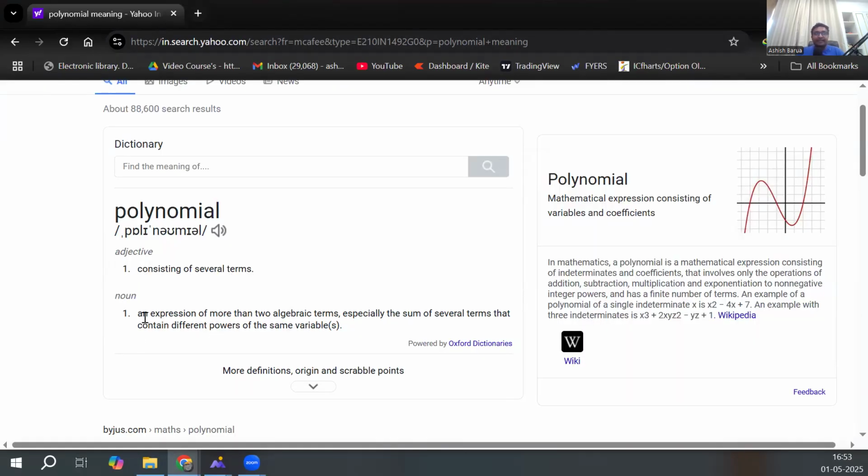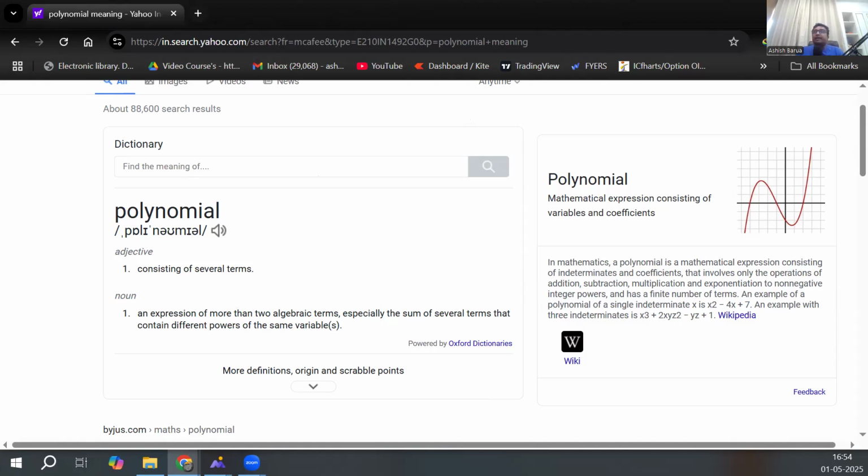That means it's an expression of more than two algebraic terms, especially the sum of several terms that contain different powers of the same variable. That means more than two. If it is one algebraic term, then it is monomial. If it is two algebraic terms, then it is binomial. And if it is more than two, three and above algebraic terms, then it is polynomial.